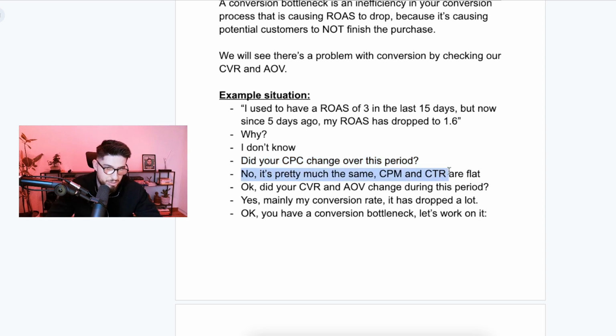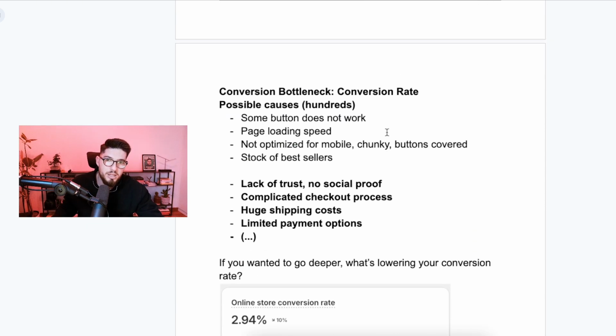No, the CPC is pretty much the same. So CPM and CTR are basically flat. Okay. Did your conversion rate and AOV change during this period? And they say, yes, mainly my conversion rate. It has dropped a lot. Okay, so we have a conversion bottleneck. Let's work on it. Conversion bottleneck, the conversion rate.